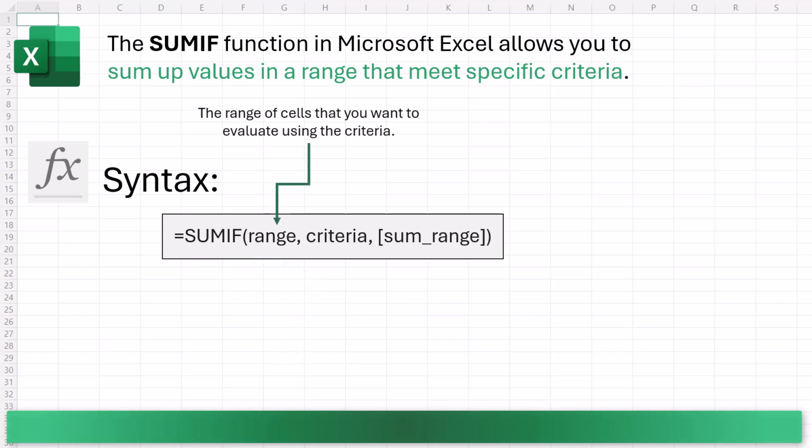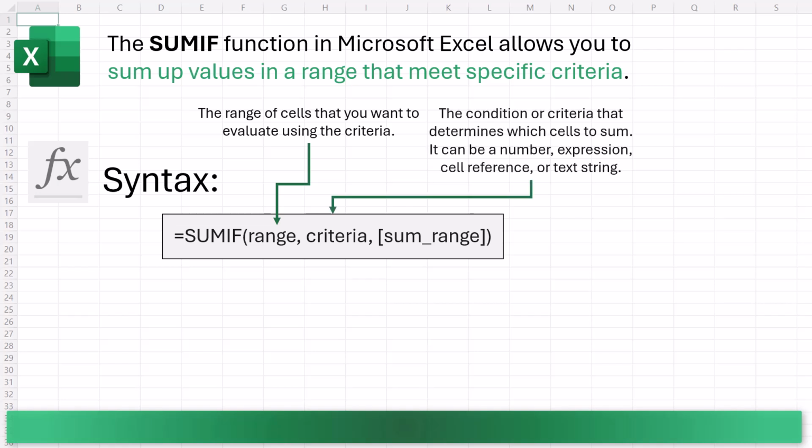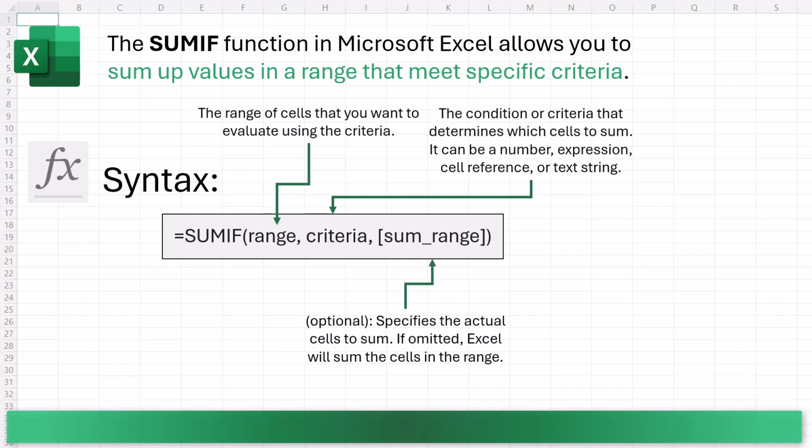This is the range of cells that you want to evaluate using the criteria. The criteria, the second argument, is the condition or criteria that determines which cells to sum. It can be a number, expression, cell reference, or a text string, as long as you use quotation marks. The next argument is optional. It's sum range. This specifies the actual cells to sum. If omitted, Excel will sum the cells in the range.